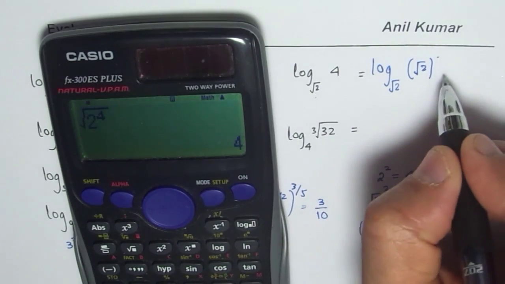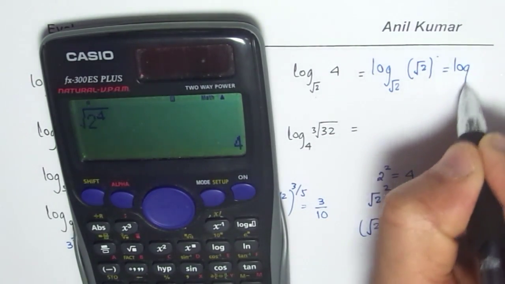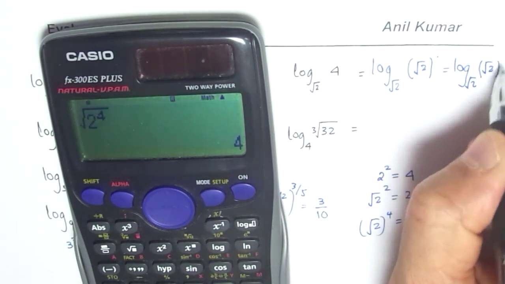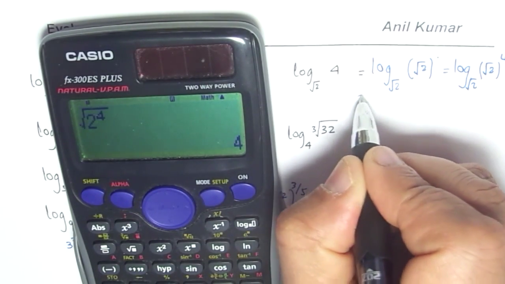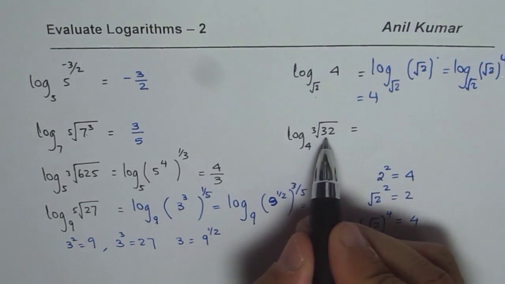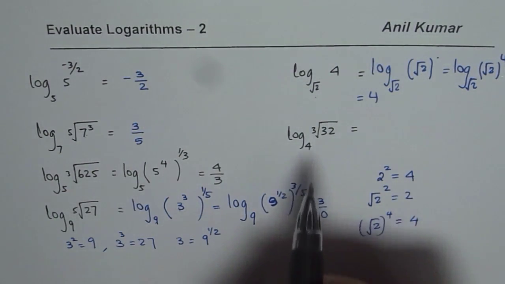It is 4. That is correct. So we can write this as log to the base square root of 2, and then we can write square root 2 to the power of 4. So the answer here is 4. Do you get the idea? Correct? As a practice, let us do this question. These are very tricky questions.